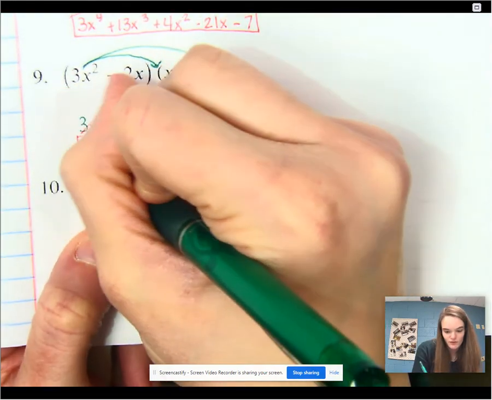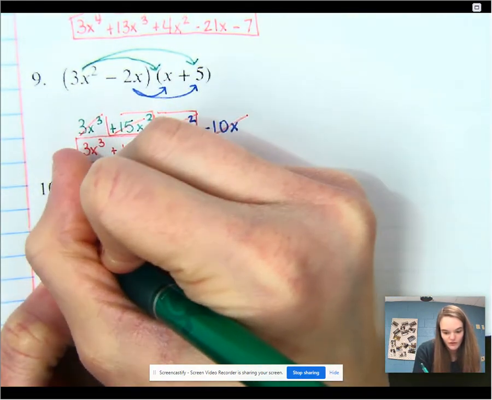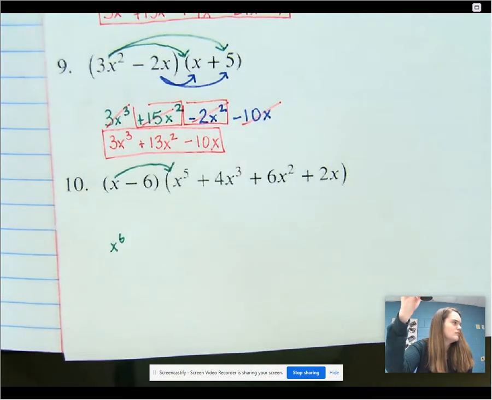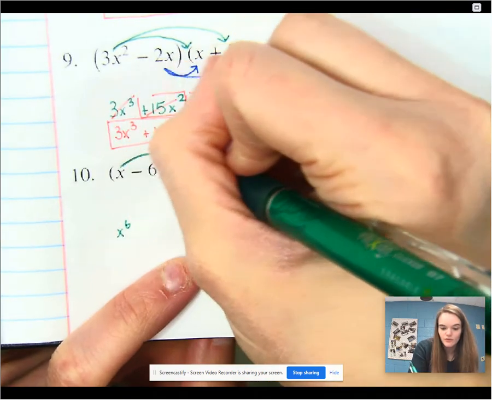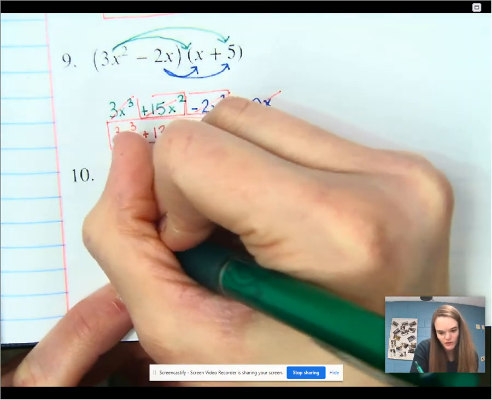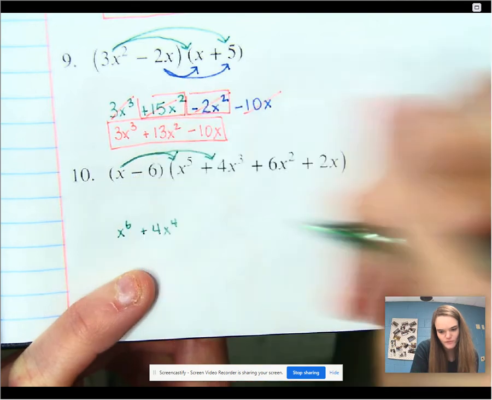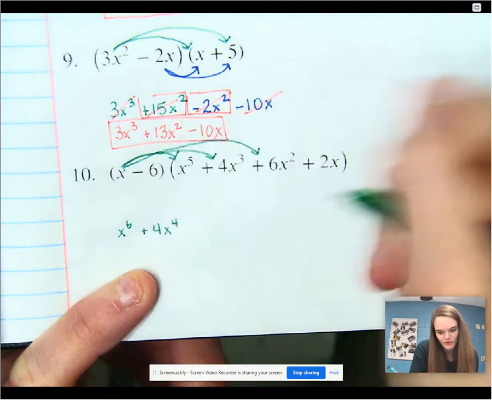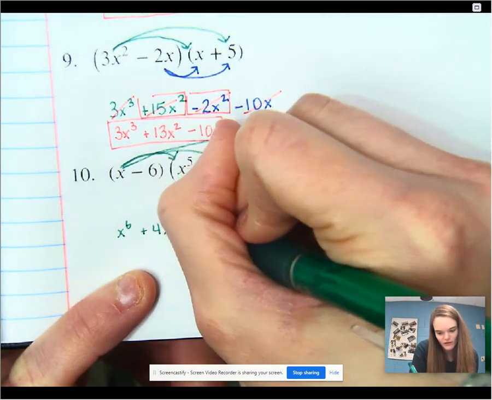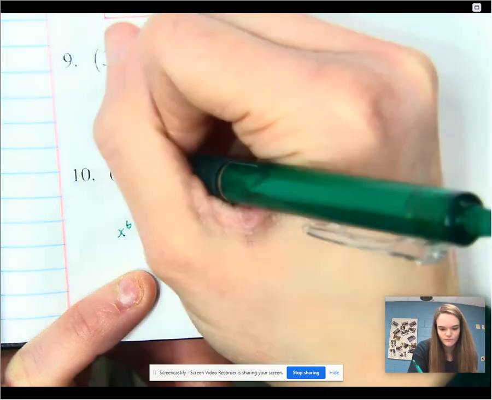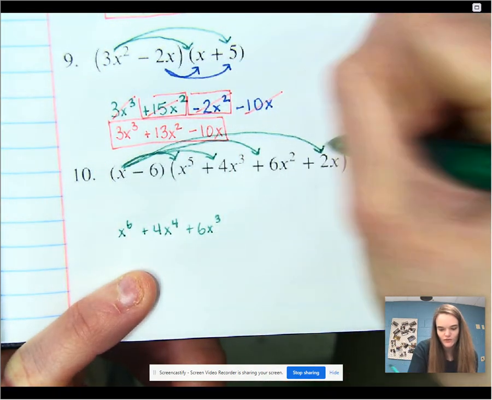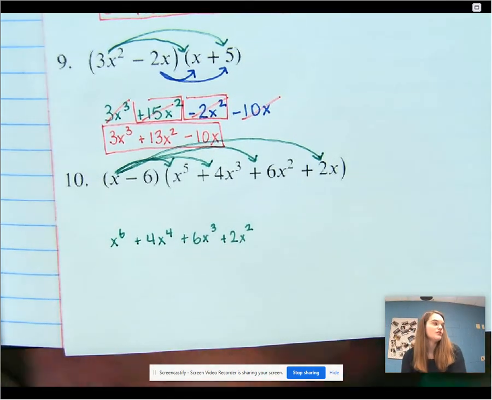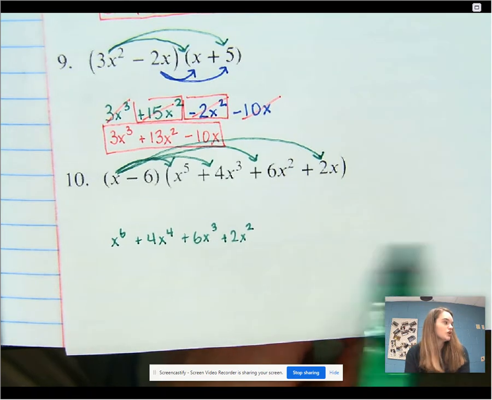All right, x times x to the fifth is x to the sixth. X times 4x to the third is 4x to the fourth. X times 6x squared is 6x to the third. And x times 2x is 2x squared. This is why crossing them out is about to come in handy, because we're about to have 8 terms all the way across here.